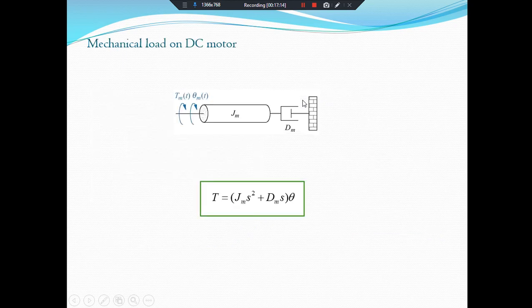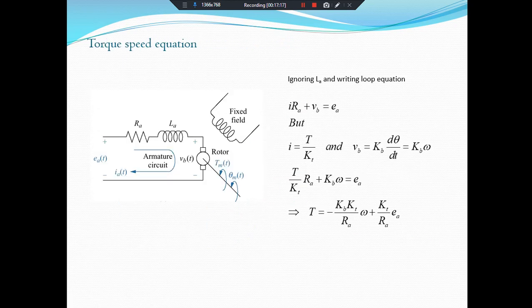The rest of the terms are written here. We will put the value of I, the armature current, as we have already derived, is T by KT, and we will put the value of VB, which we have already derived, is equal to KB into d theta by dt, and we can replace d theta by dt with omega. Now we put these values in this equation. We will get this given equation, and from it we can easily find the value of torque. Okay, this is the torque speed equation.